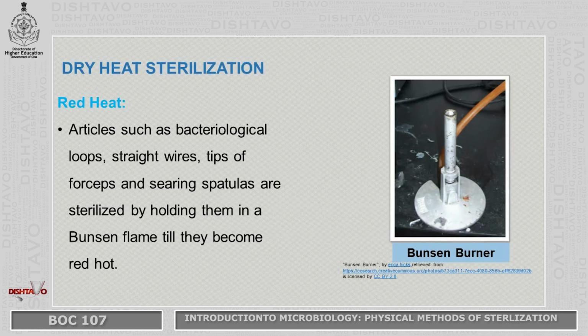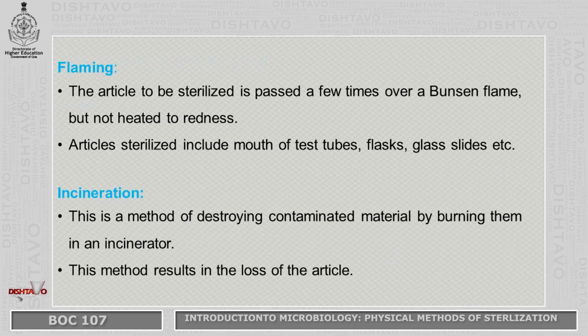Okay, coming to dry heat sterilization, the first method is red heat. Articles such as bacteriological loops, straight wires, tips of forceps, searing spatulas are sterilized by holding them in a Bunsen burner flame till they become red hot. Then they are cooled and used for inoculation. This is the image of the Bunsen burner.